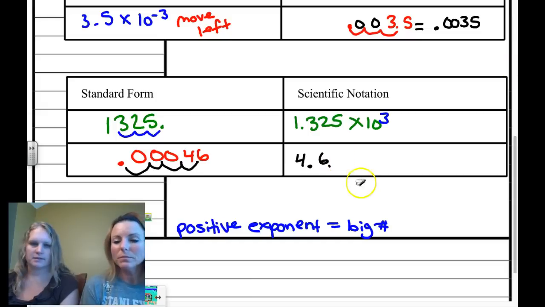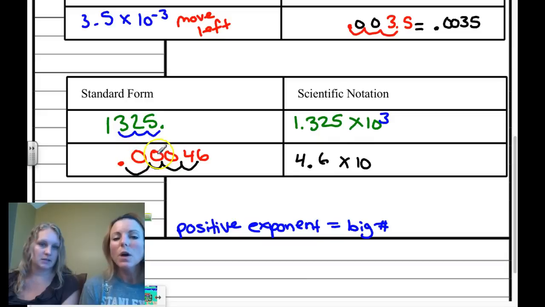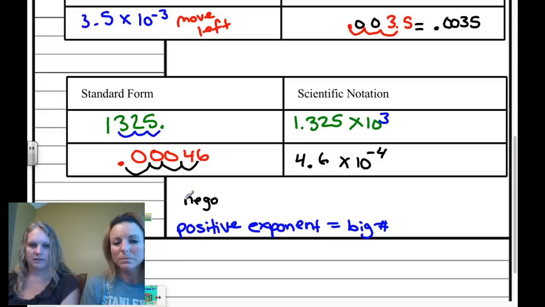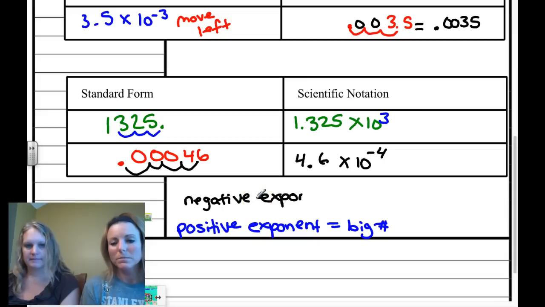Okay. Times 10 to the... And since it's a small number, we moved the decimal 4 places, so it's negative. It's a smaller number, so the exponent is negative. Okay, so I'm going to write that too. Negative exponents go with the small numbers.